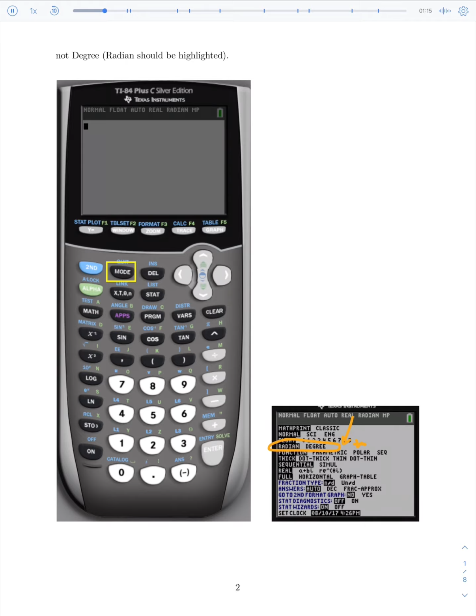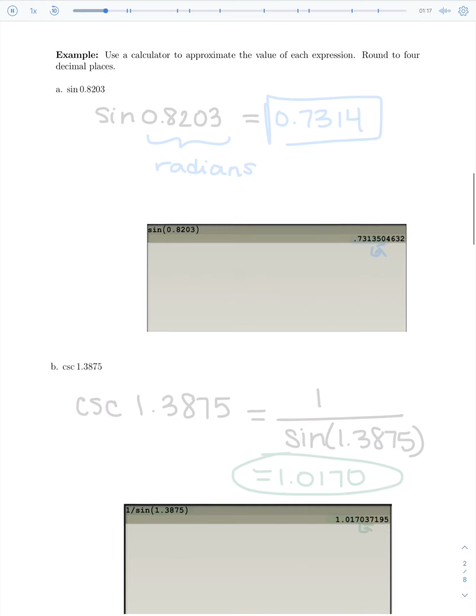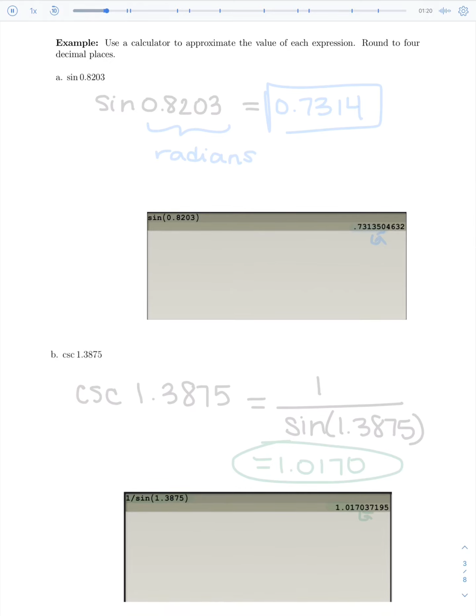In this first problem, what we'd like to do is use our calculator to answer some problems. This first one, they're asking us to find the value of sine of 0.8203. Notice that there's no degree symbol, and we're always plugging in angles to our sine, cosine, tangent, all of our trig functions. So what that means is that this angle, because there are no units, is understood to be in radians.